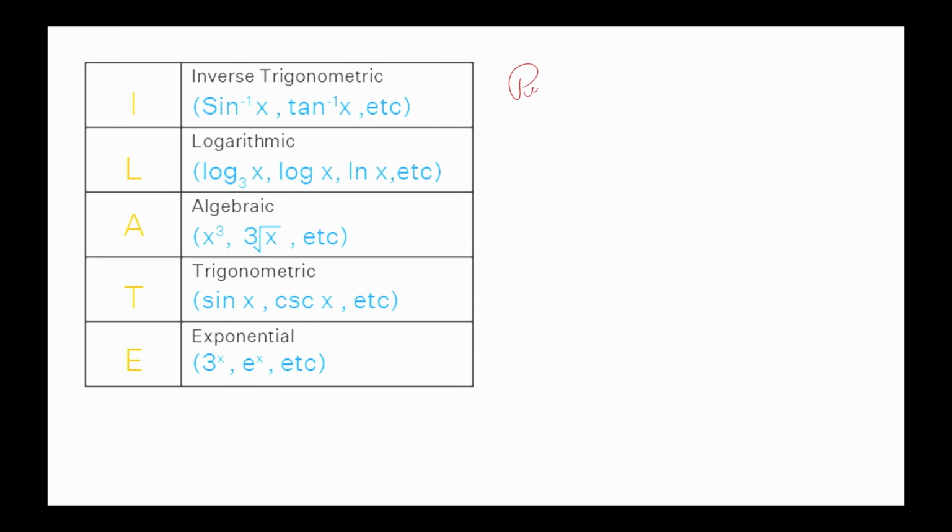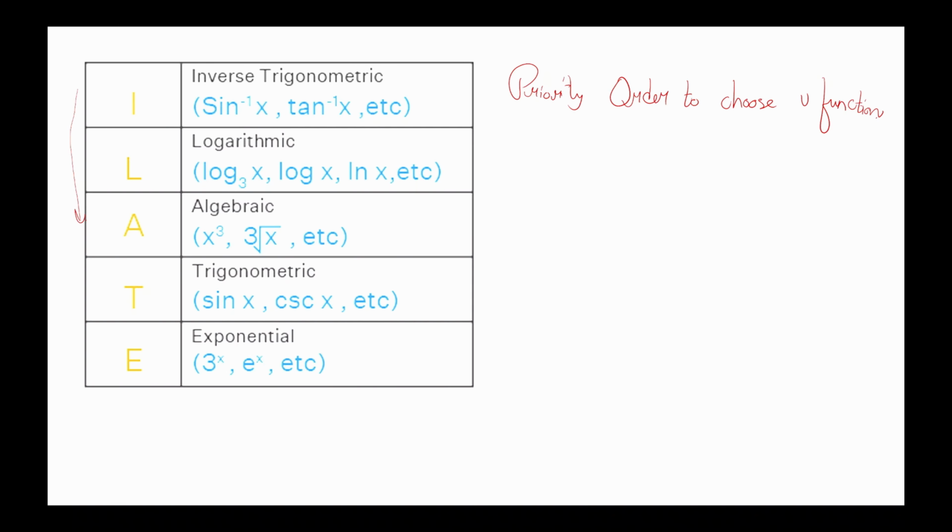This is the priority order to choose the u function. Remember that priority is going downwards. So if you see an inverse trigonometric function in the entire function given to you, this is what you are going to choose as your u. If there is no inverse trigonometric function and you see a logarithmic function, then this one would become u, then algebraic, then trigonometric, and then exponential. To remember this, we call it the ILATE rule.